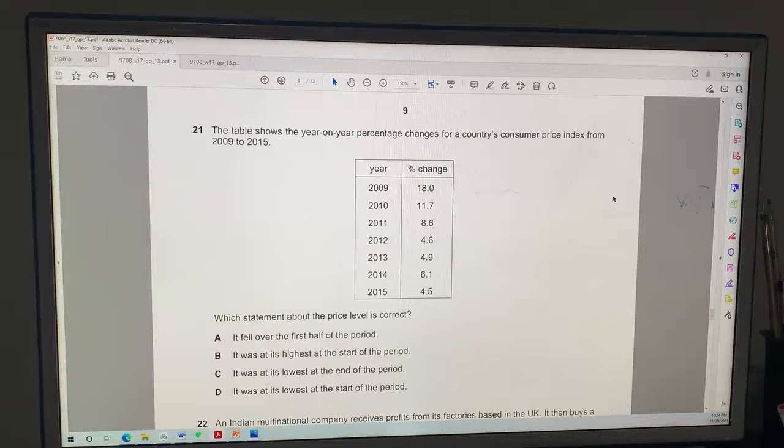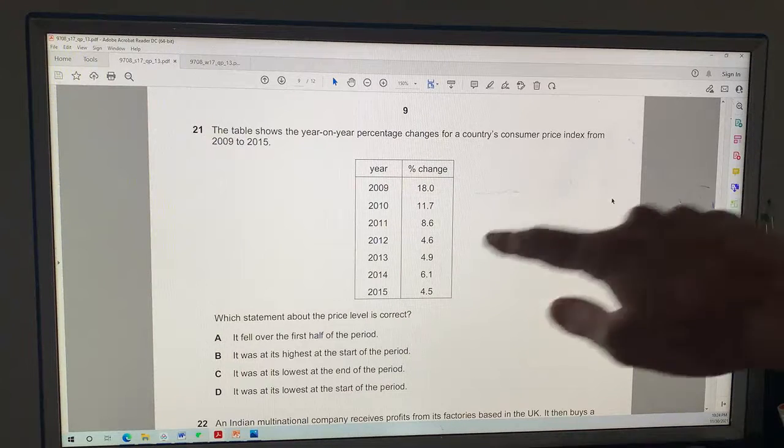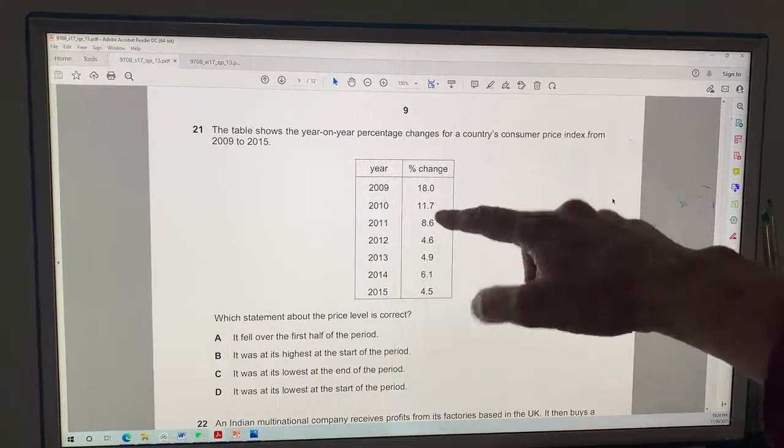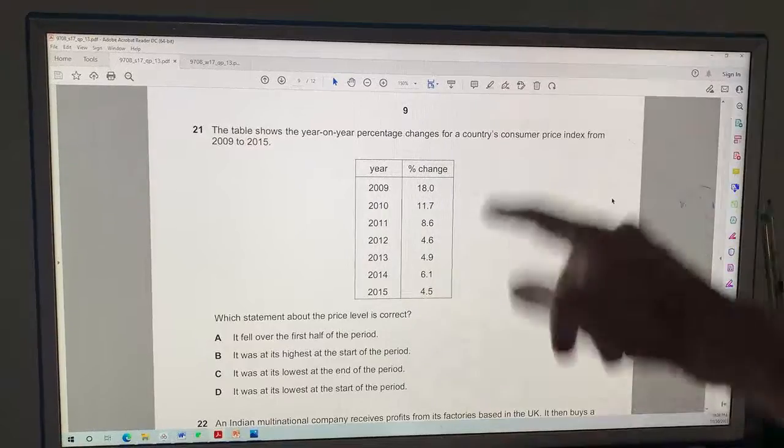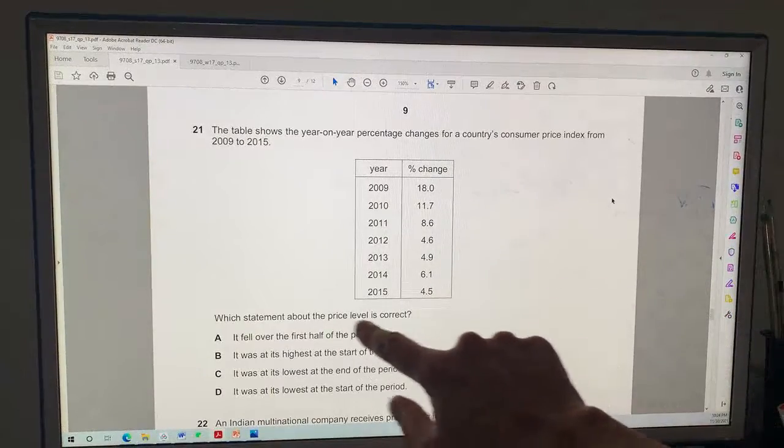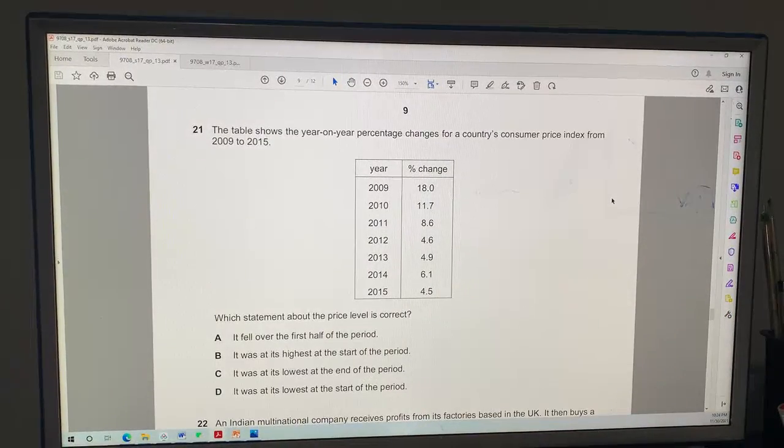For 21, the table shows the year-on-year percentage changes for a country's CPI from 2009 to 2015. So take a look. I noticed there's always inflation, for what it's worth. Which statement about the price level is correct?